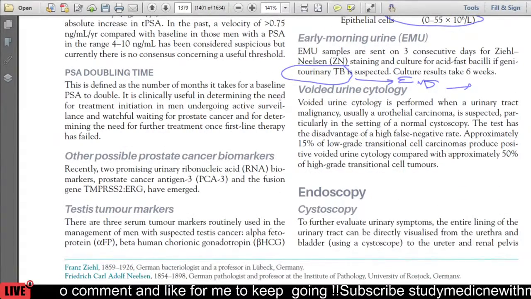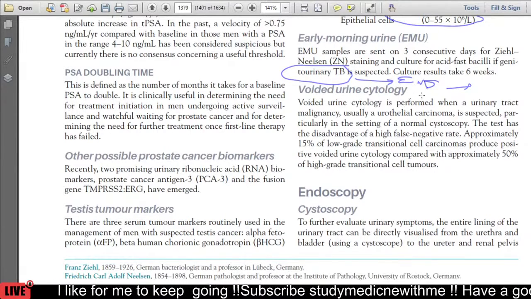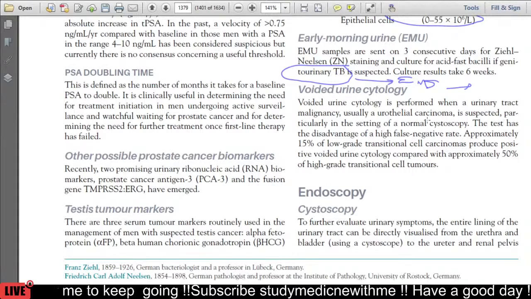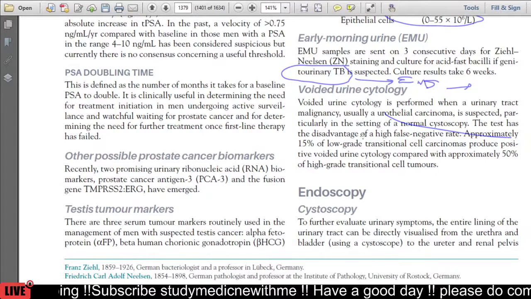Voided urine cytology is performed when a urinary tract malignancy is suspected, usually uroepithelial carcinoma.